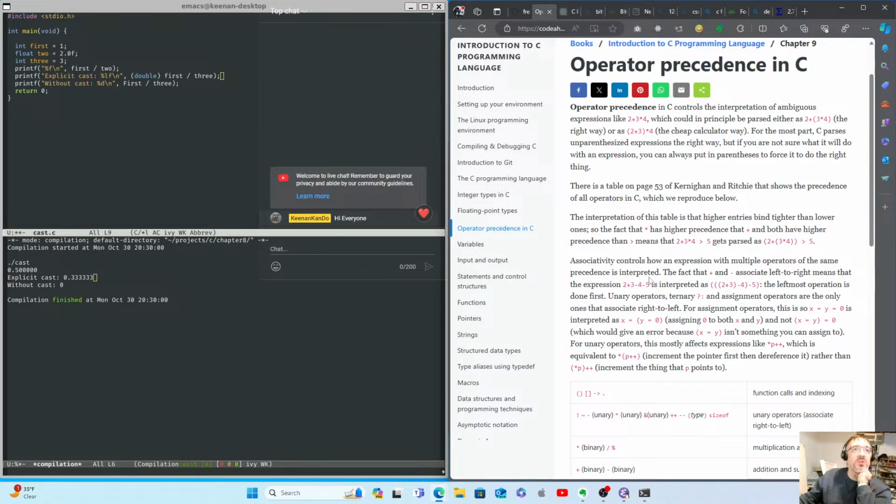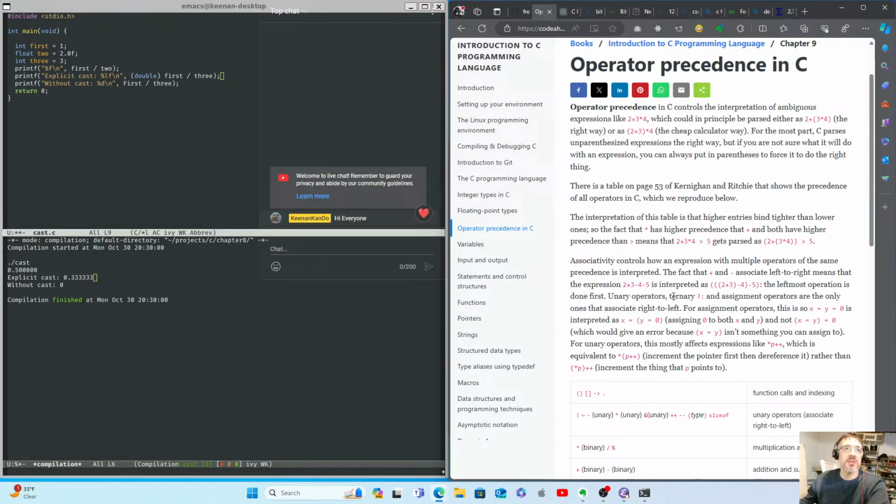Associativity controls how an expression with multiple operators of the same precedence is interpreted. The fact that plus and minus associate left to right means that the expression 2 plus 3 minus 4 minus 5 is interpreted as 2 plus 3 minus 4, then that minus 5. The leftmost operation is done first.